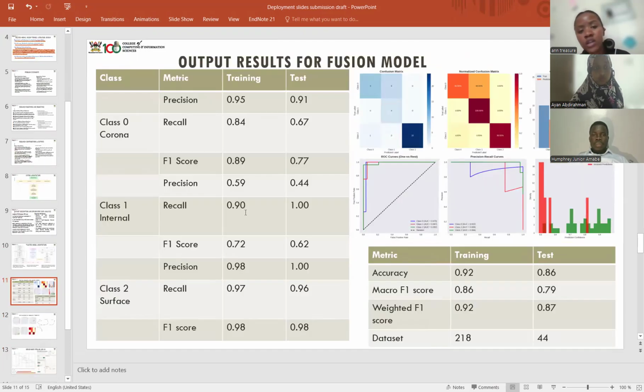So the output results for the fusion model: we start with class 0, which is the corona. With the corona, we had a high precision, the recall, and the F1 score. You can see these results. These results are relatively okay, except the recall result that dropped to 67%.